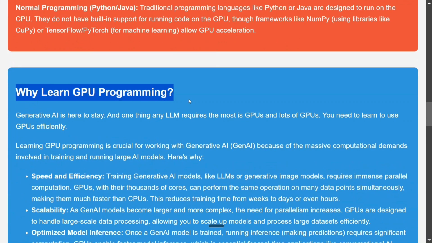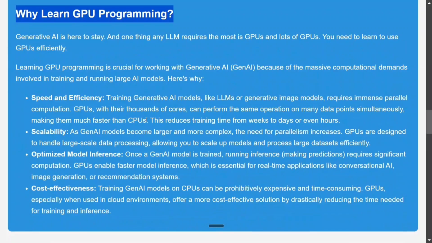A very important question: why should you learn GPU programming? I will tell you why I am starting this series, and I'm also learning with you. I will be learning a few topics and sharing them with you guys. Generative AI is here to stay, and one thing that any LLM requires for inferencing or for training is GPUs, and lots of GPUs. If you have heard of any model like DeepSeek R1, it requires hundreds of GPUs to run.